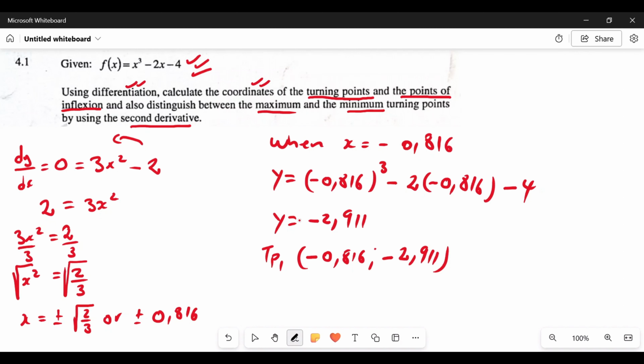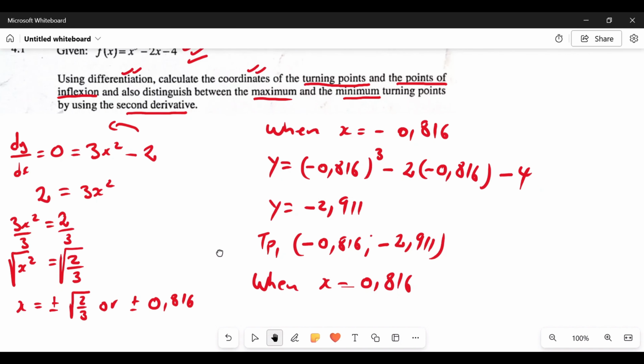So time for us to find the coordinate of turning point 2. So we do a similar thing that we did there. When x is equal to 0,816, remember this is 0,816. These are x values, but we have the negative and the positive. So this time around, when it's positive, what is our y?